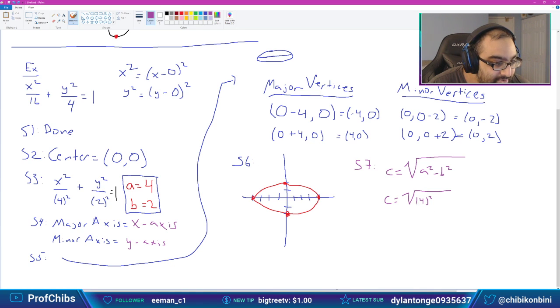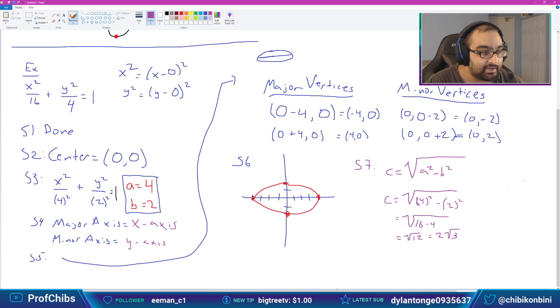Imagine this is 4 instead. It looks like 14. Minus 2 squared. So here we have the 16 minus 4, which is the square root of 12. Square root of 12 can be broken down into 2 square root of 3. So that's how we get square root of 12.